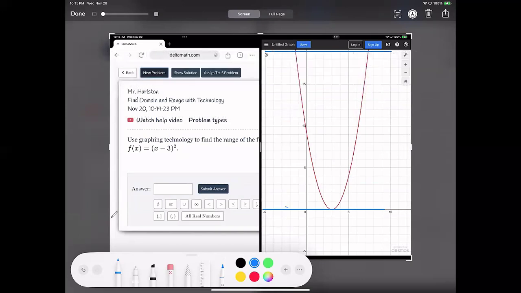Now I can get rid of the ruler. So this would be 0. So that's the bottom of the graph. And the top of the graph, again, it's going off of the calculator screen. You should know that it's going up forever.